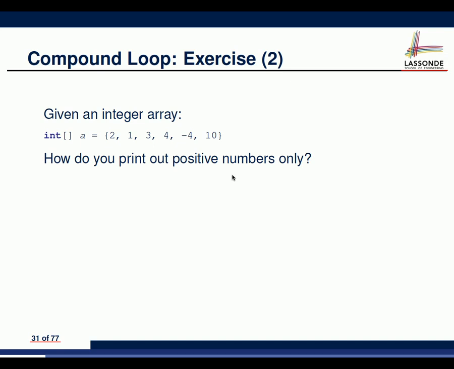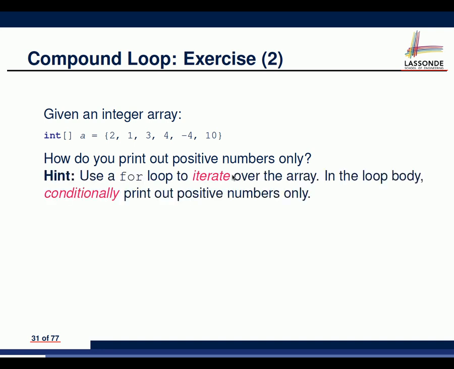Now let's do another simple one, and then we go to the more tricky one for today. Let's read the problem together. Given an integer array, we've got an array of integers. Integer values can be positive, or 0, or negative. Let's say we want to print out positive numbers only. It's a very easy combination of the for loop and if statements. Let's see how we can do that. For example, in this particular array, what should we print out? We should print out 2, 1, 3, 4, and we'll skip minus 4, and then 10.